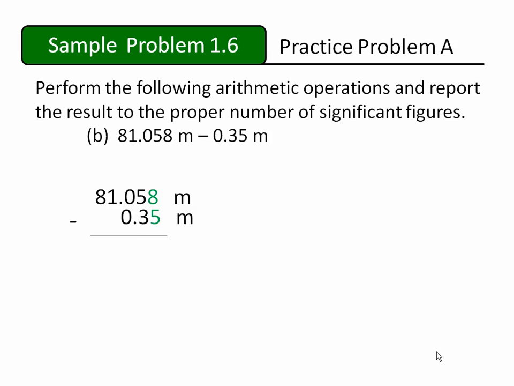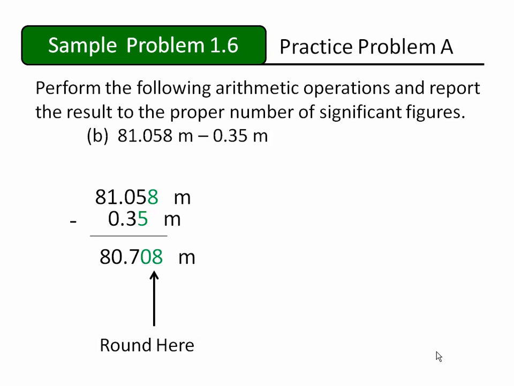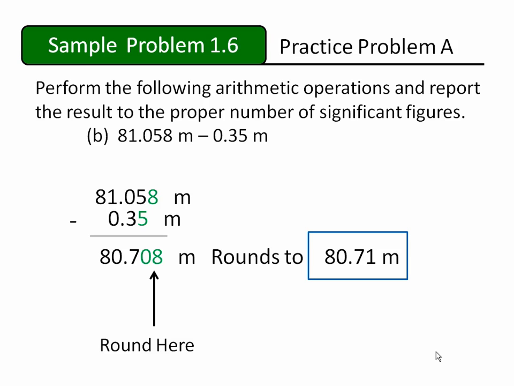We can fish out the calculator now and run through the subtraction and find the difference on the calculator as 80.708 meters. Our decimal argument here leads us to believe that the rounding should occur between the 0 and the 8 shown in green. Since 8 is greater than 5, we will round up, and the solution to this problem will be 80.71 meters.